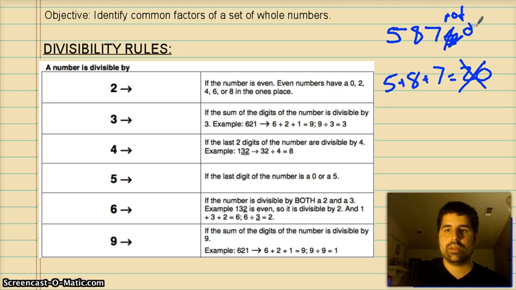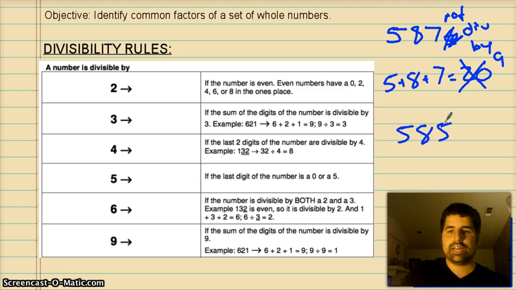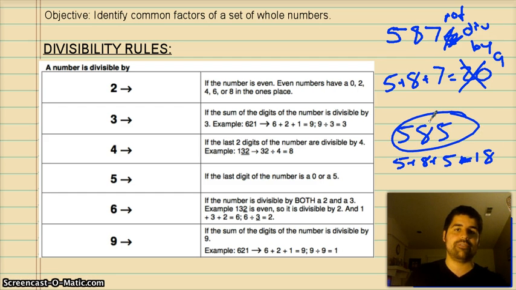So 587 is not divisible by 9. But if I had 585, let's see, 5 and 5 gives me 10. 10 plus 8, that gives me 18. So if I add all these, that gives me 18. 9 will go into 18. That means 9 will go into 585. 585 is divisible by 9 because I added them up, and the number that I got was divisible by 9.